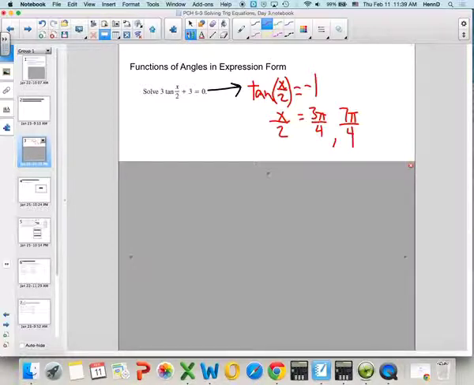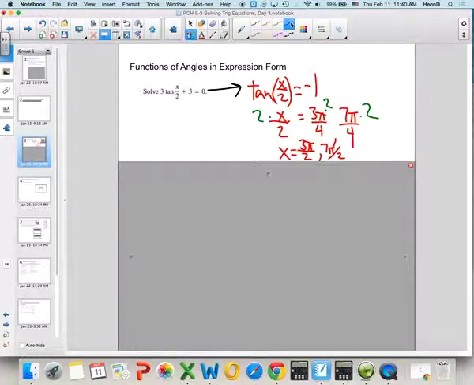Now, question though. This is not our answer, so what do we have to do? Multiply by 2. Yeah, that's all we've got to do. So now our answer is going to be, if we're multiplying everything by 2, x is 3 pi over 2 and 7 pi over 2. So that's really all you've got to do here at the end is finish solving for x.